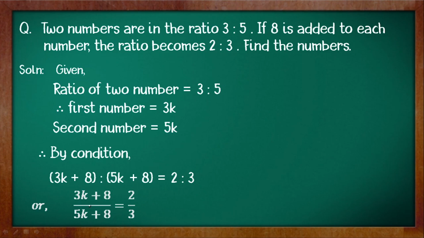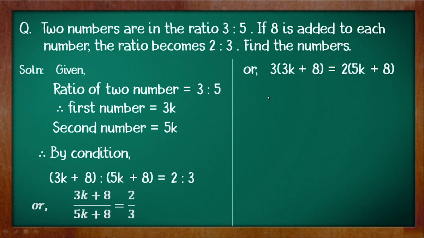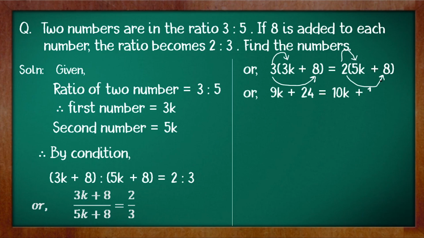Now again this is in ratio form, so we'll change this into fraction form. So 3k plus 8 divided by 5k plus 8 is equals to 2/3. Now cross multiplying, that is 3 into 3k plus 8, and 2 into 5k plus 8, we get this after cross multiplication. Okay, after that we'll open the bracket, so 3 into 3k, 3 into 8, 2 into 5k and 2 into 8. Every time you multiply numbers, you need to multiply their sign also. So this is what we get after multiplication.